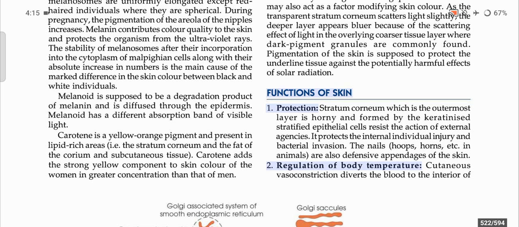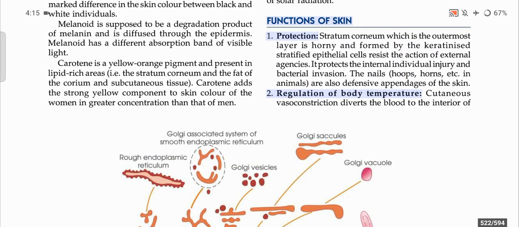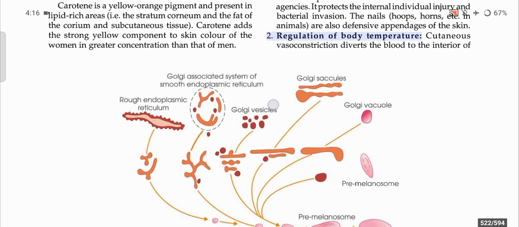Melanoid is supposed to be a degradation product of melanin and is diffused through the epidermis. Melanoid has a different absorption band of visible light. Keratin is a yellow-orange pigment present in lipid-rich areas, that is, the stratum corneum and the fat of the corium and subcutaneous tissue. Keratin adds the strong yellow component of the skin color of women, in greater concentration than in men.